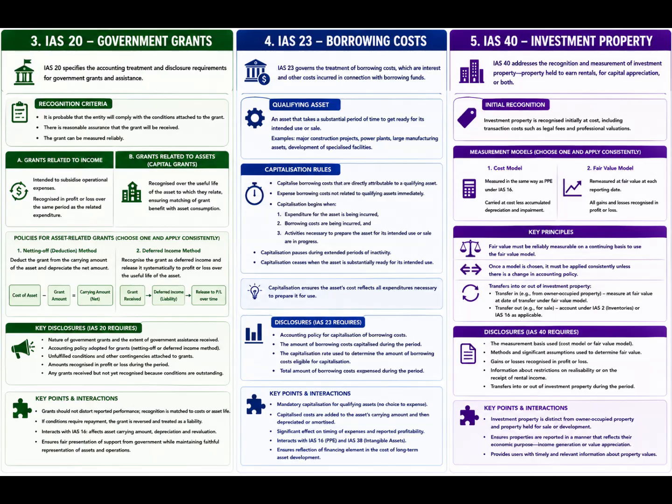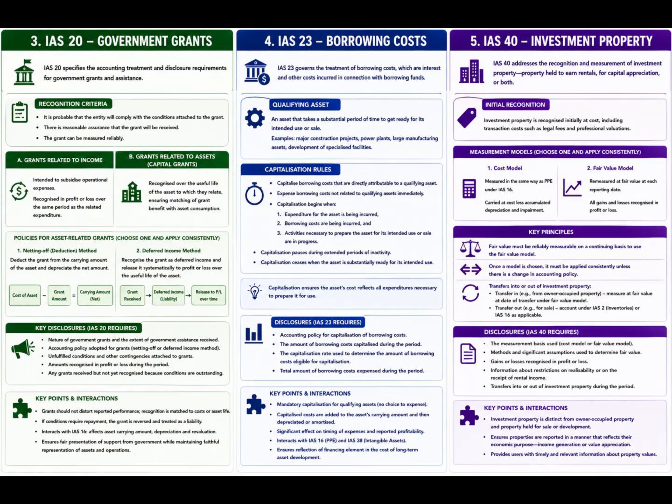5. IAS 40, Investment Property. IAS 40 addresses the recognition and measurement of investment property, which is defined as property held to earn rentals, for capital appreciation, or both. Investment property is initially recognized at cost, including transaction costs such as legal fees and professional valuations. After initial recognition, entities may choose between the cost model and the fair value model.